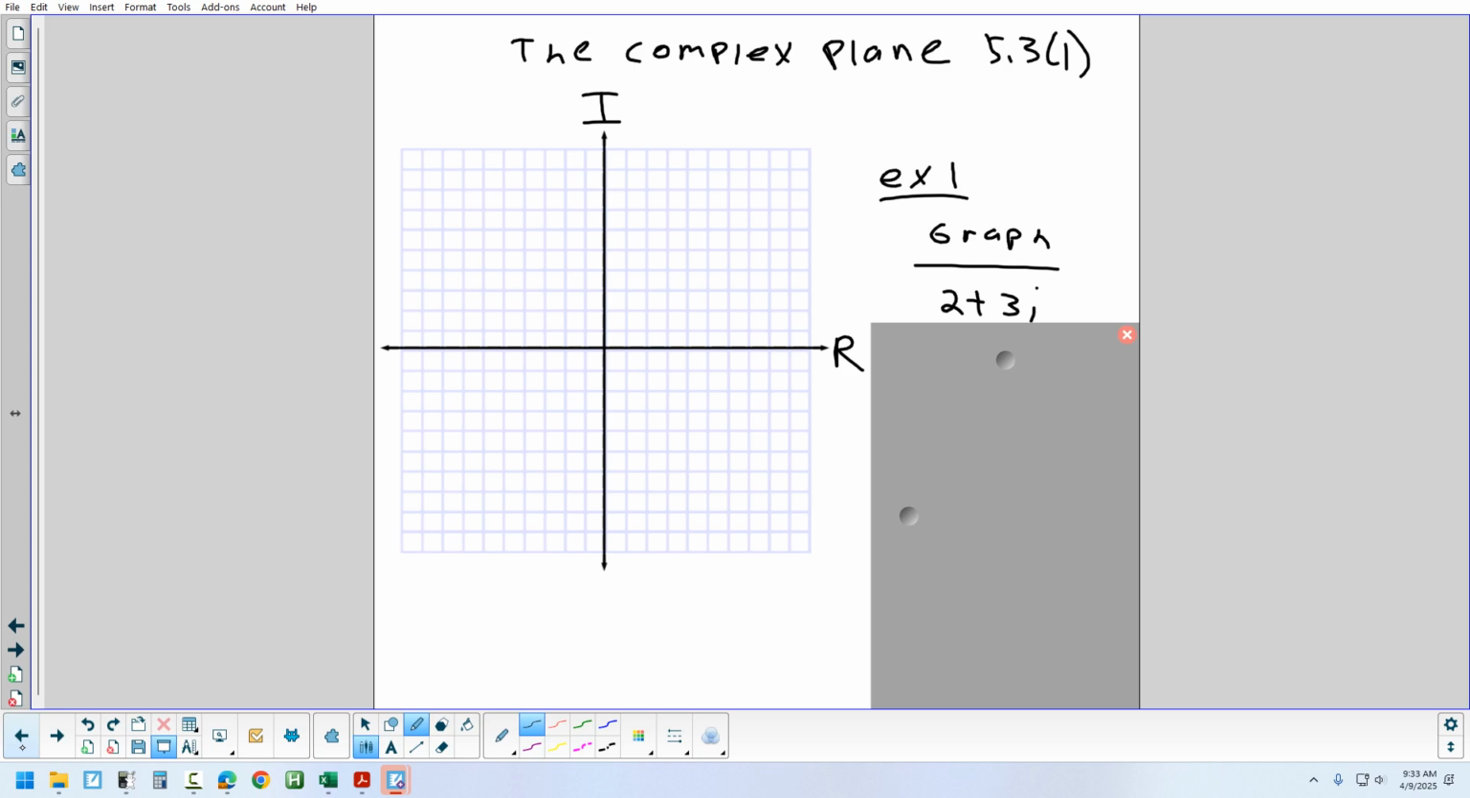So if I wanted to graph the point 2 plus 3i, the way that I would graph it is I would say, okay, the real part is 2, the imaginary part is 3. So I go to 2 on the real, and I go to 3 on the imaginary. And that's all there is to graphing the point 2 plus 3i. That's it.